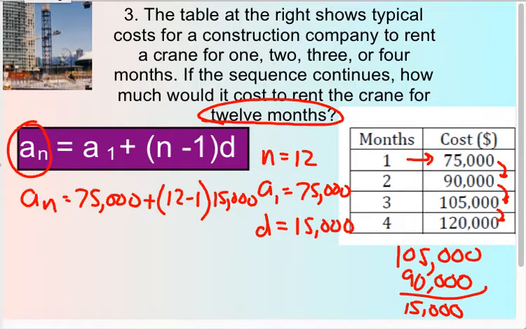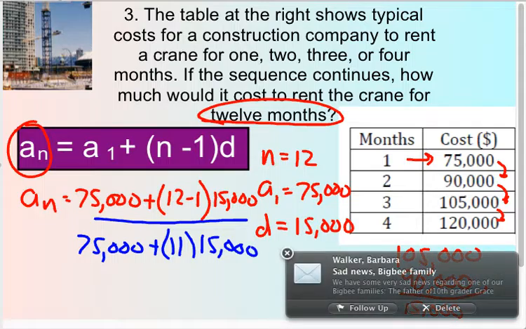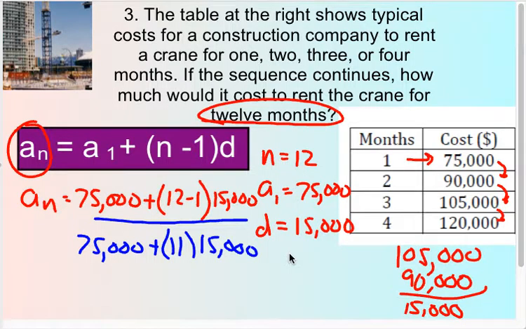Now you got to do a little bit of work, or you can just plug this whole thing right here into your calculator and you should get an answer. 75,000 plus 11 times 15,000. And altogether, all said and done, a sub n equals 240,000. So the 12th month, if you're going to rent this crane for 12 months, it'd be 240,000.